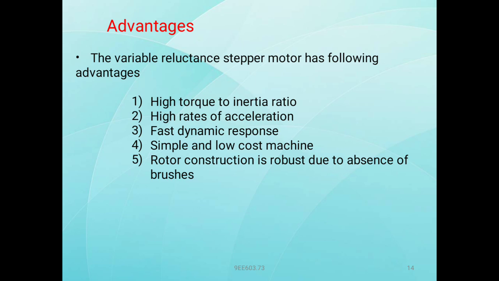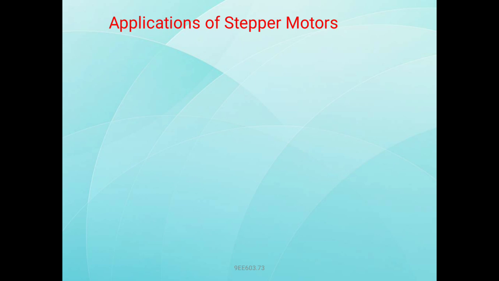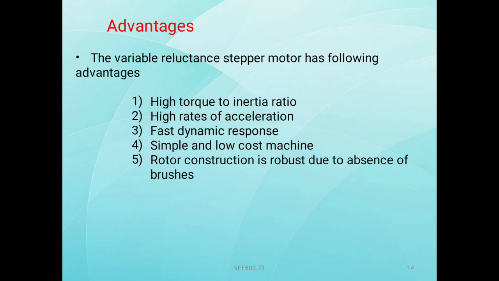Rotor construction is robust due to absence of brushes. Once again, advantages: high torque to inertia ratio, high rates of acceleration, fast dynamic response, simple and low cost machine. Rotor construction is robust due to absence of brushes.